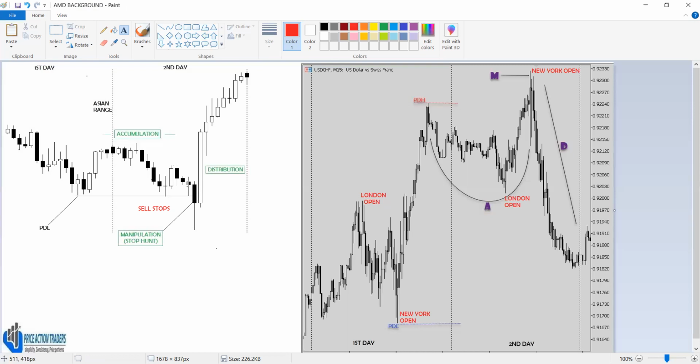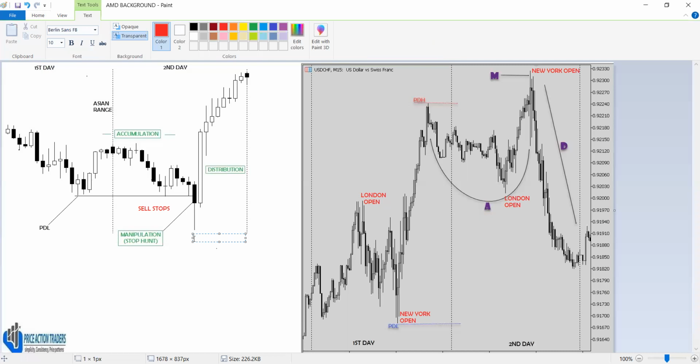This is the manipulation zone. The hunt of the stops, manipulation zone, then they will now distribute the profit in the opposite direction. So price will usually move in the opposite direction of that manipulation. That means whenever you see these equal lows being taken out, expect price to do what? Expect price to move in the opposite direction. Then this usually happens around the New York open.